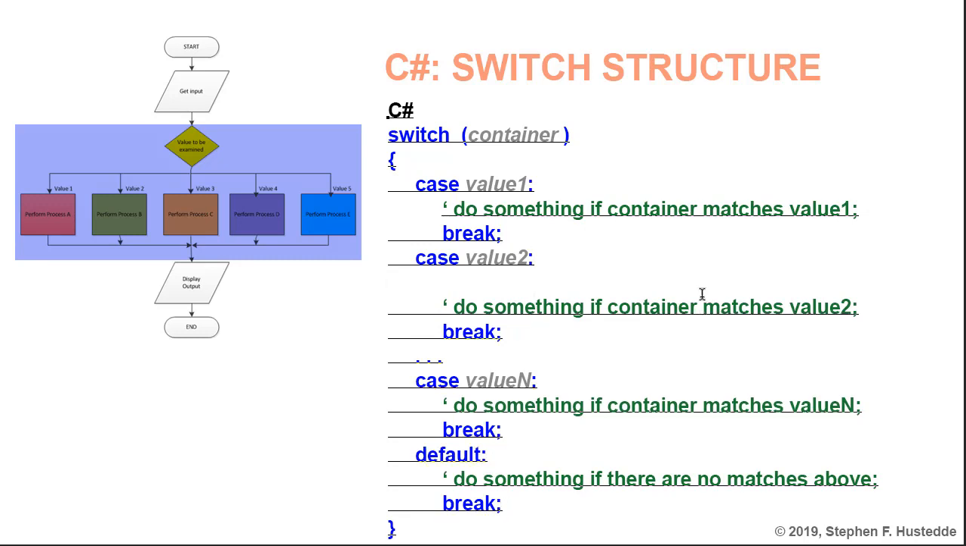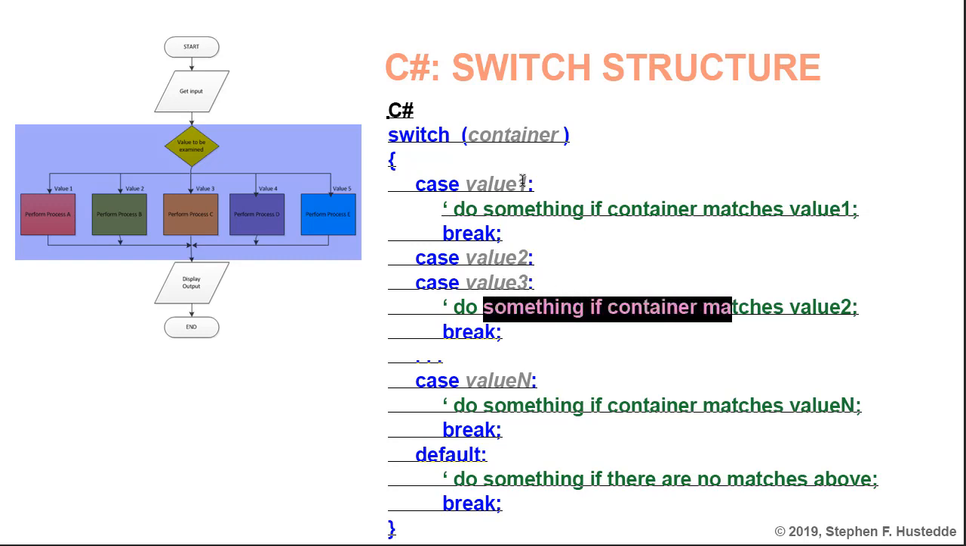And by the way, you might have more than one case together. So maybe we want this code to execute if x is either value 2 or value 3. And we can write it that way with multiple cases together. Let's take a look at an example.